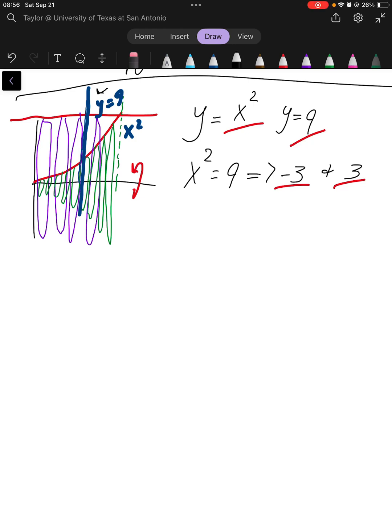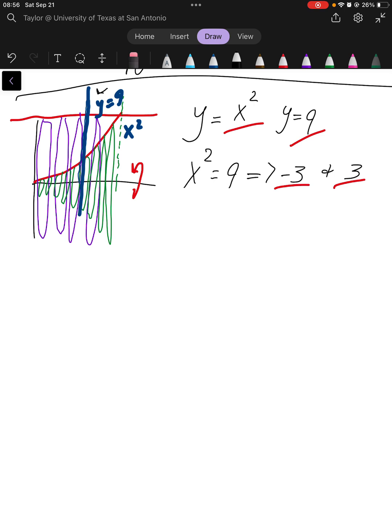Got another example here for you guys. So today we're asked to find the volume of the solid formed by revolving y equals x squared and y equals 9 about the x-axis. Okay, so today we're going to use the washer method.